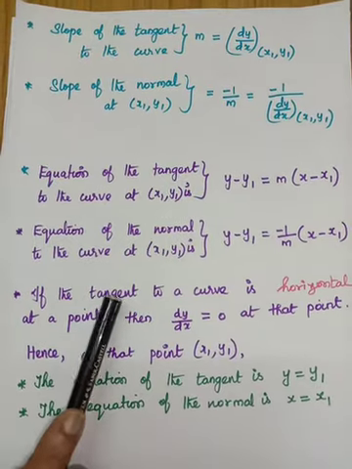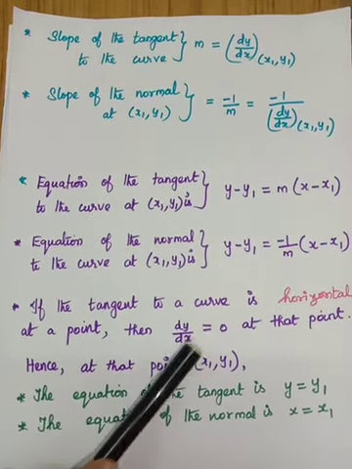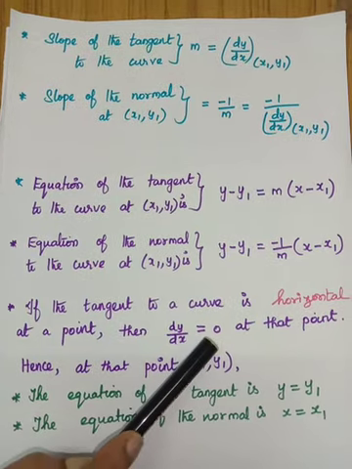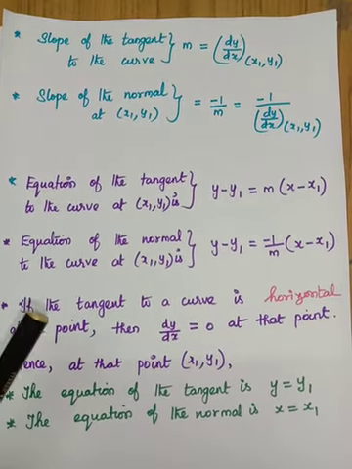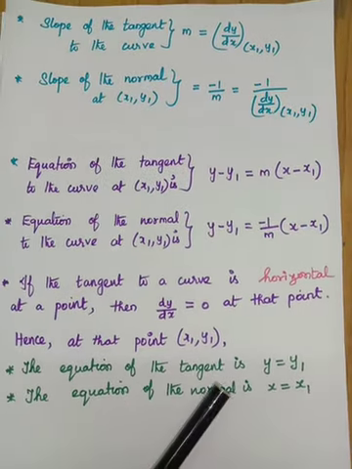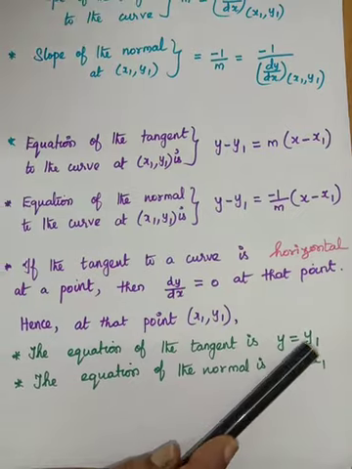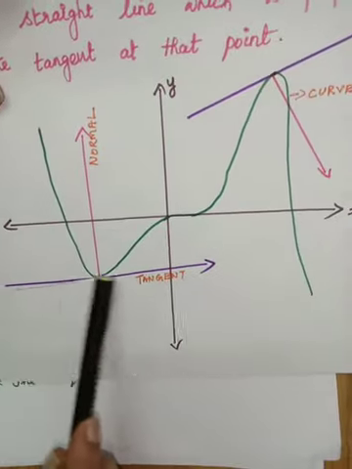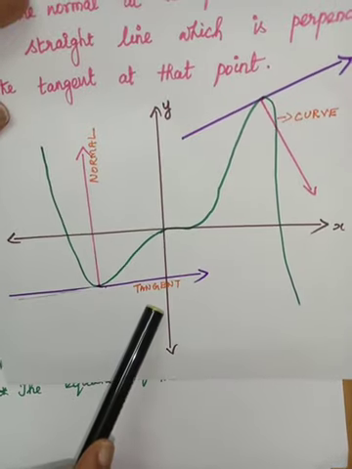So, see, the tangent is horizontal. So, dy by dx at that point is equal to 0. That means the slope of the tangent is equal to 0. So, the equation of the tangent at that point is y is equal to y1. You look at this. The tangent is parallel to x-axis if it is horizontal.